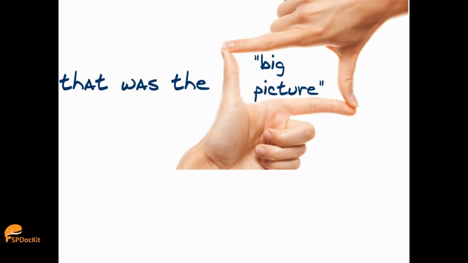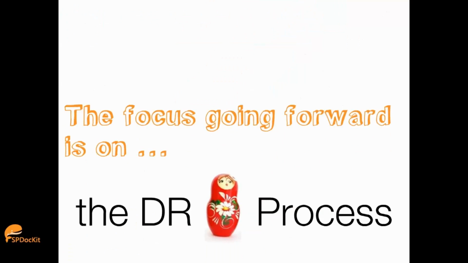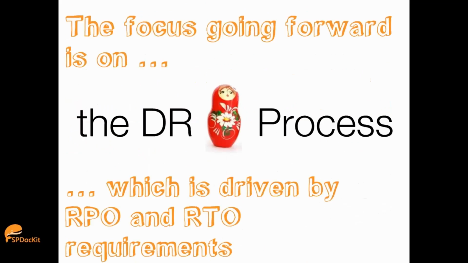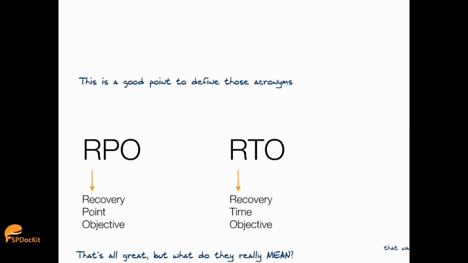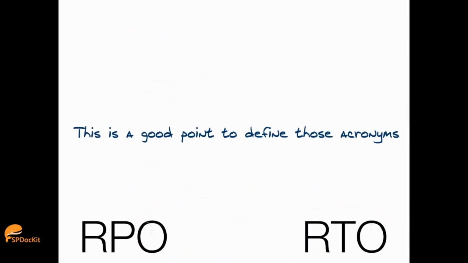The big picture is a good place to start, but going forward, we're going to be looking at the actual DR process itself. And the DR process, you heard me mention this a little bit earlier, has certain requirements or targets that drive our processes and drive our planning. I mentioned two things, RPO and RTO. And this is probably a good point at which to define those acronyms.